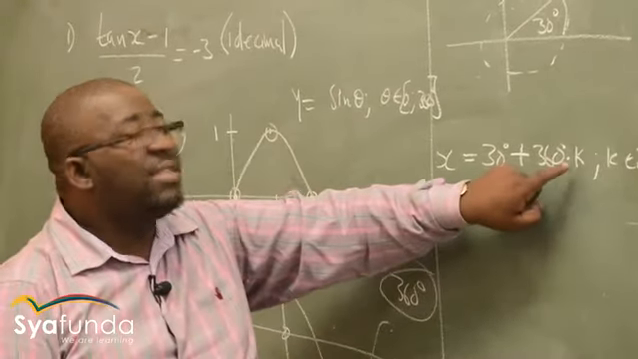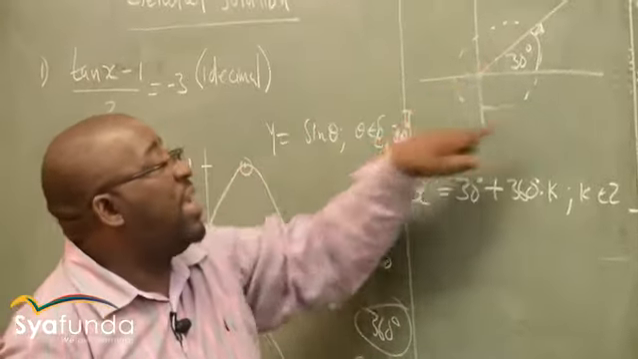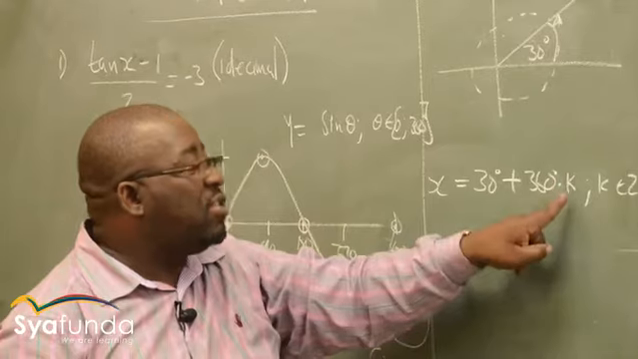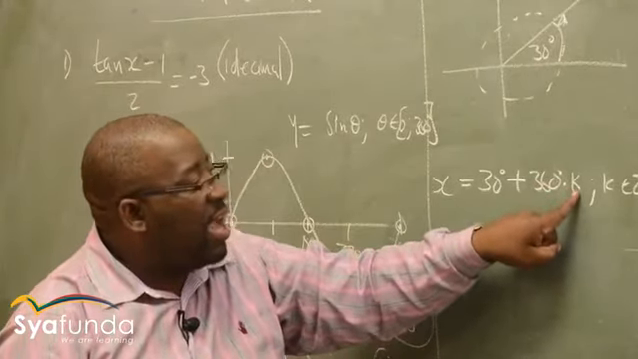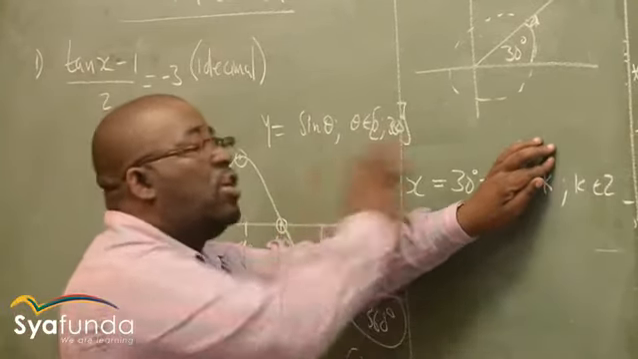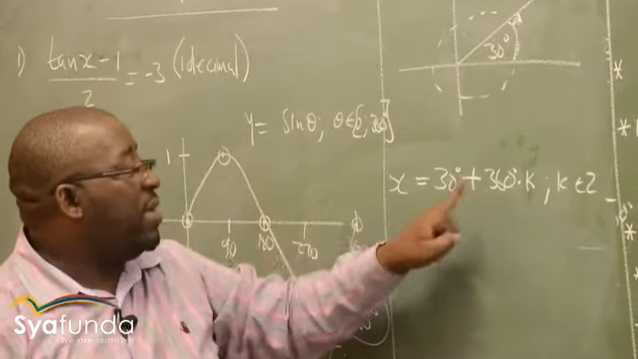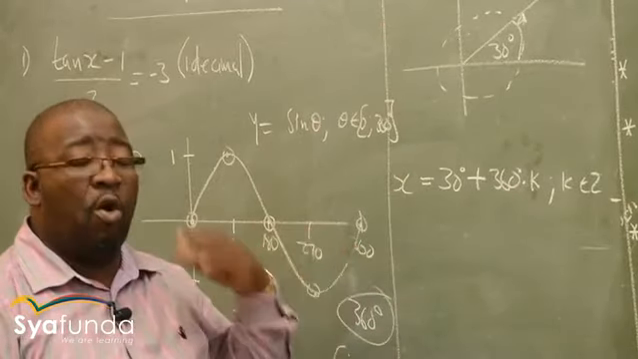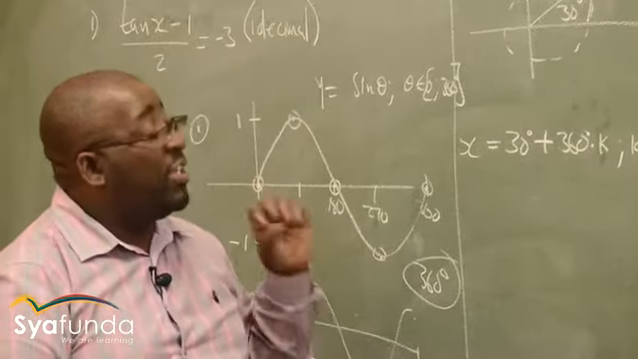What is this k? This k stands for the number of times I've rotated around, the number of 360s I've added. If I did not add 360 to this angle, the answer would be 30. In other words, I did not rotate, so k here will be 0. 360 times 0 is 0, and this will only be the solution. But if I've made one rotation, the answer will be 390, and so on and so forth. So k is an element of integers: 1, 2, 3, or minus 1, minus 2, minus 3. That's what we mean by a general solution.